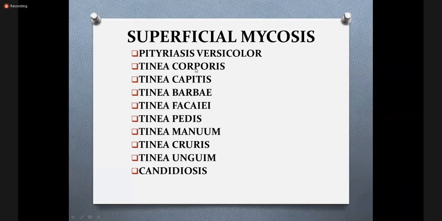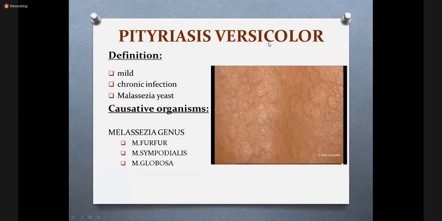Okay, this is pityriasis versicolor. Pityriasis versicolor is a superficial fungal infection caused by Malassezia furfur. Okay, the most common organism is Malassezia furfur, and it is a mild chronic infection, usually aggravated in the summer seasons.